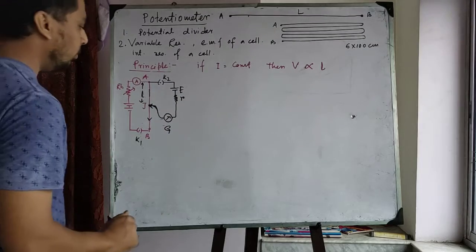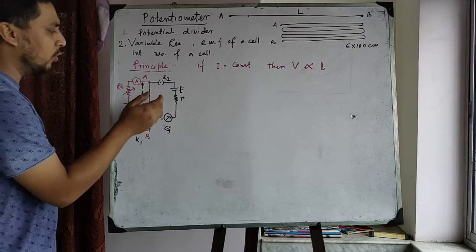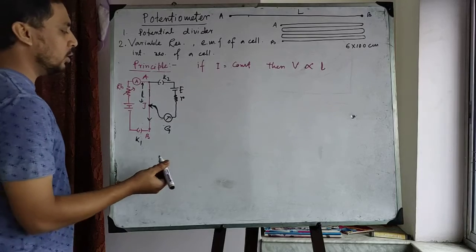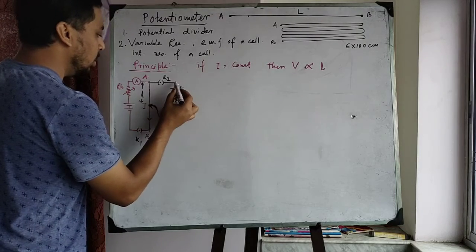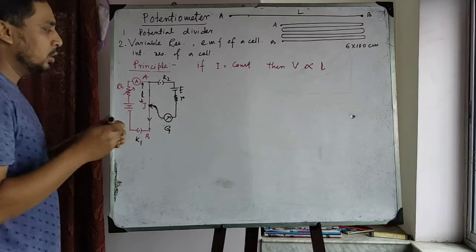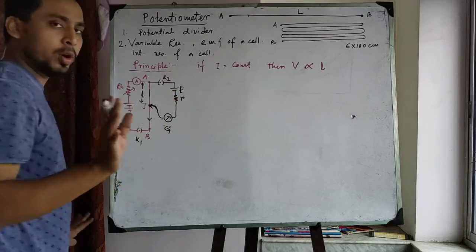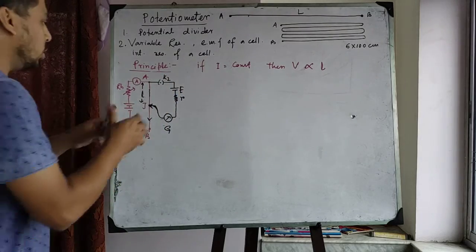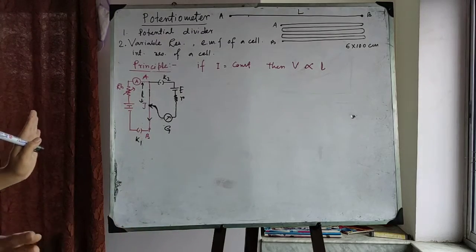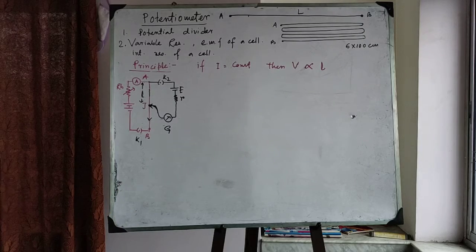Now, why is the current 0? Why do we get the null point by adjusting the jockey? We get the null point because there is no potential difference between this point and this point, this point and this point. When the potentials of these points become equal, there will be no potential difference, so there will be no flow of current.